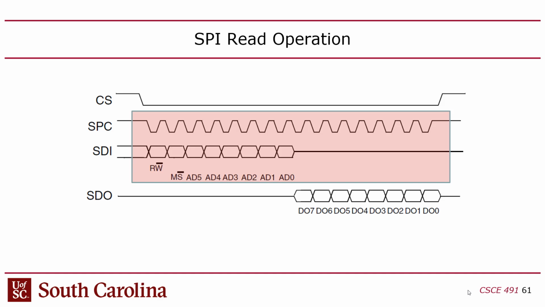And you'll notice that these signal names are not labeled correctly. It's supposed to be S clock, not SPC. It's supposed to be slave select, not chip select. It's supposed to be MOSI, not SDI, and MISO, not SDO. So why do they do this? Why do they change the names?